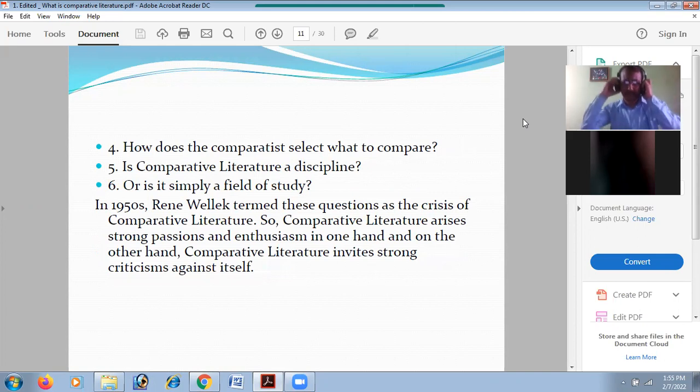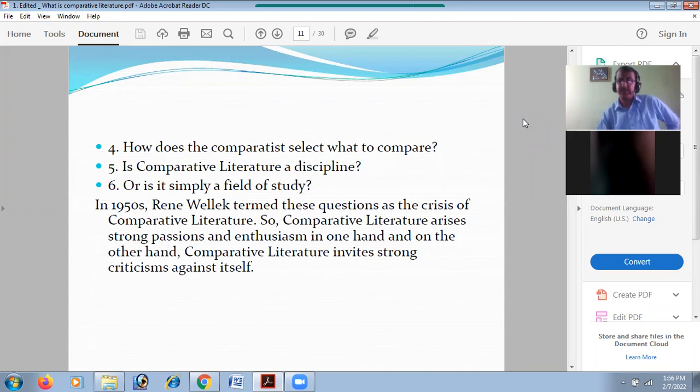Okay, so what is the object? The comparatist. Comparatist means a person or a reader who will be comparing two literary pieces. He or she is called a comparatist. So how does the comparatist select what to compare? This question was placed by the critics. And is comparative literature a discipline? That means a subject or a special, definite literary study or literary subject, or is it simply a field of study? A field of study means it is a part of a subject. So such kind of questions are put by the critic.